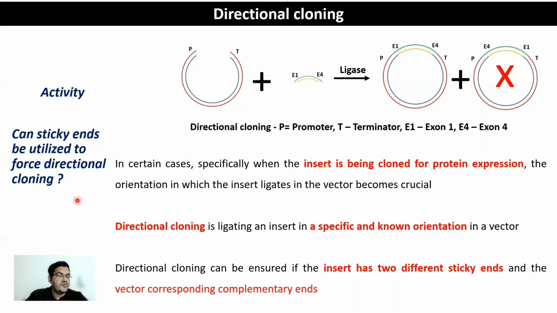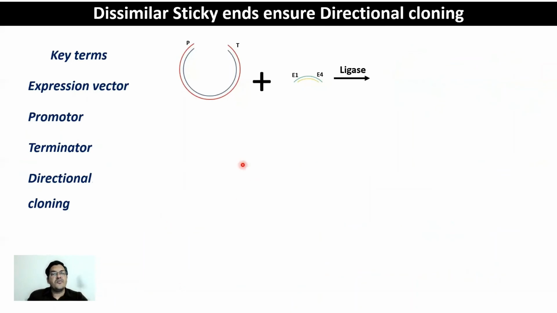So can we use sticky ends in a manner that only the directional cloning happens, and the other type of cloning where the orientation is reversed to what is wanted does not happen? So let's see that here. So here is what we're looking at. Again, you have your DNA of interest, and this time it is basically the complementary DNA, which means you have removed the introns here. So you have exon 1, exon 2, exon 3, and finally the last exon 4 here. So this is your DNA of interest.